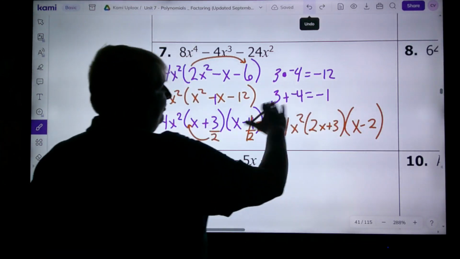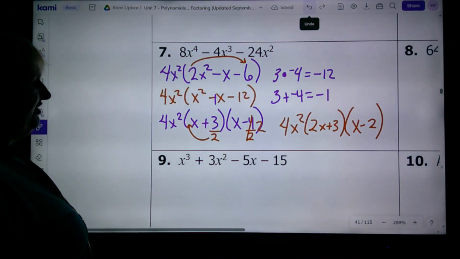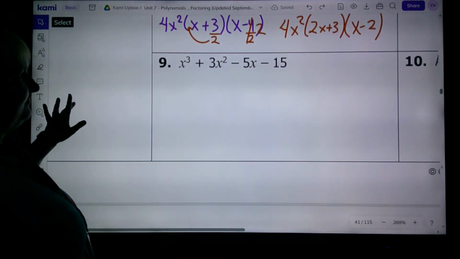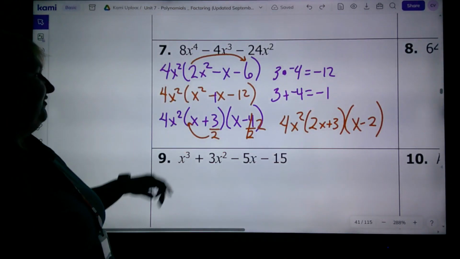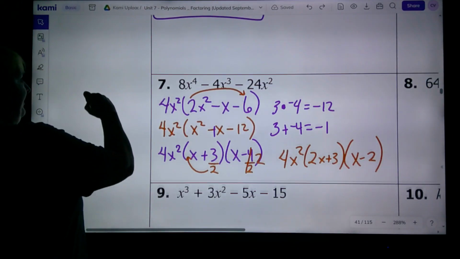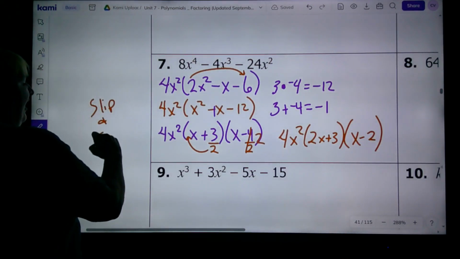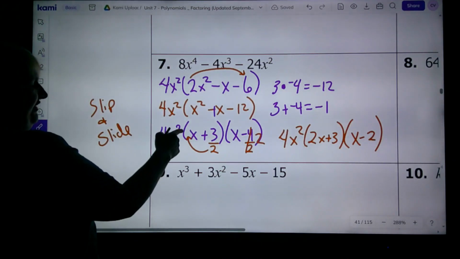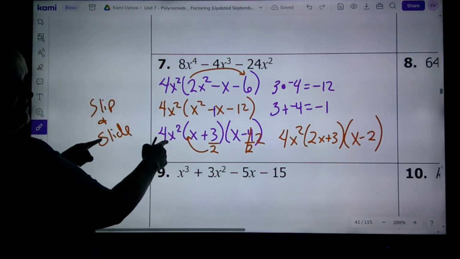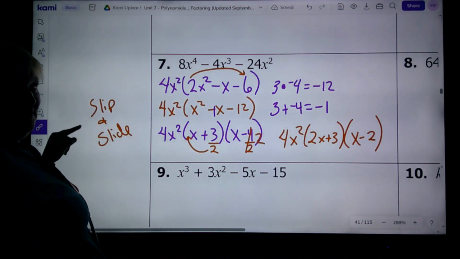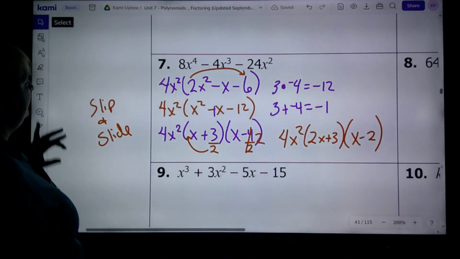Now I could multiply it all the way out, I could distribute it all the way out, but I feel pretty good about it. Just don't forget, if you're doing slip and slide, take a minute and write slip and slide. Why? Because when you're done and you get here, you'll remind yourself to go back and do the slide. If you just do the slip and not the slide, it's going to be wrong.